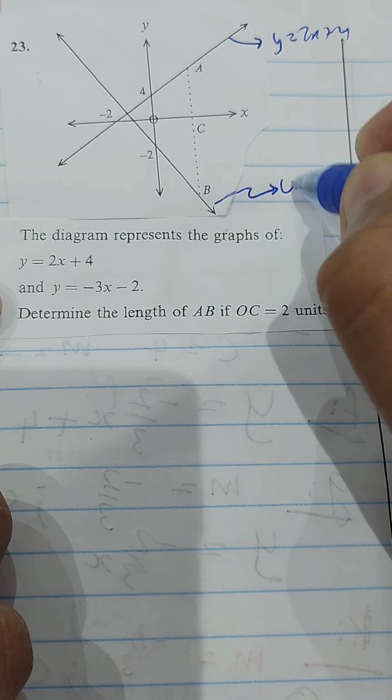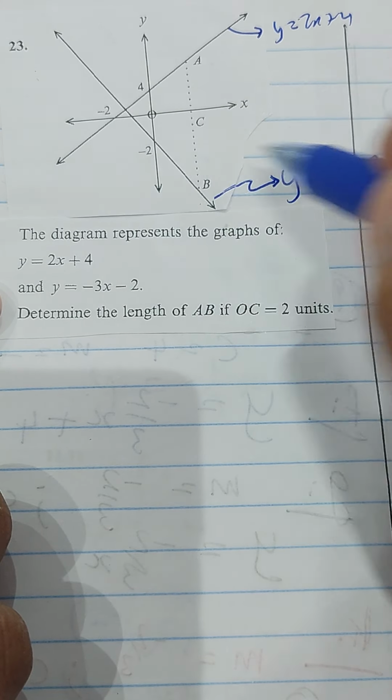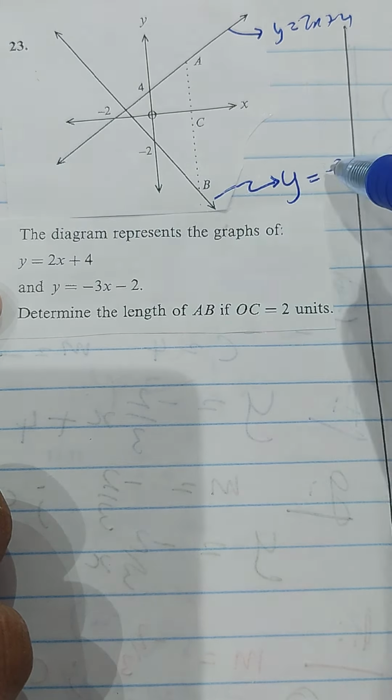This graph here, of course, is the other one, y is equal to negative 3x minus 2. Make sense? Negative 2 is your y-intercept, and there's a negative gradient.